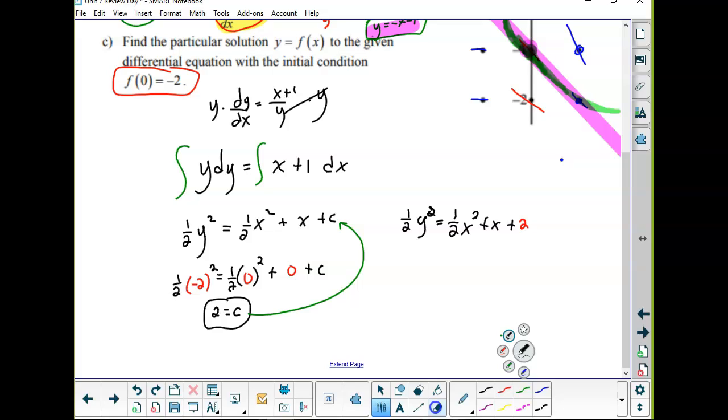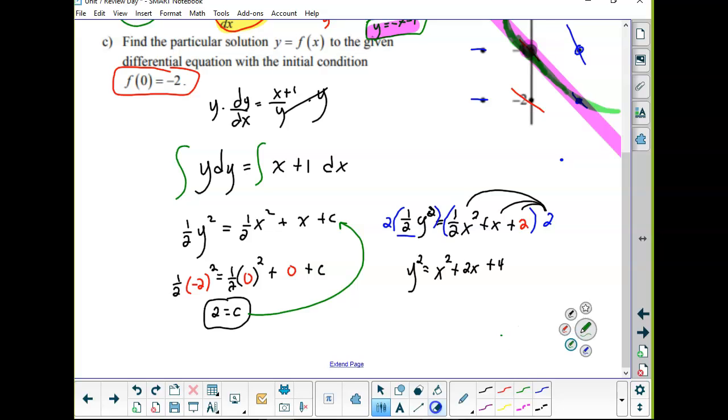So nothing crazy yet, right? We do have to solve for y. So what I'm going to do then is I want to get rid of this 1 half by timesing all sides by 2. Then I'll distribute the 2 into parentheses. Now here's the part where you have to really be careful, right? We have to take the square root.